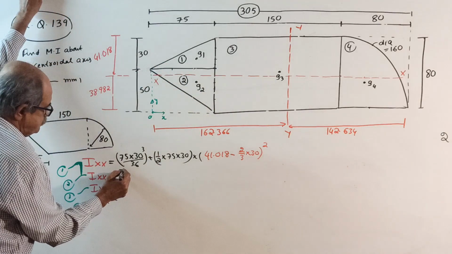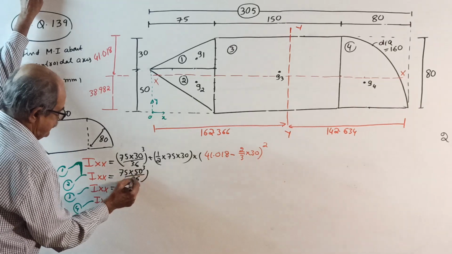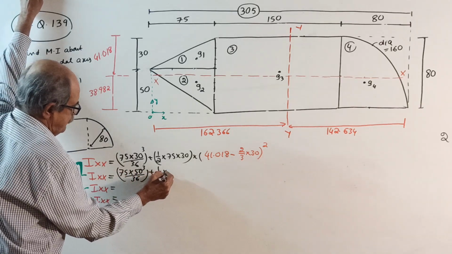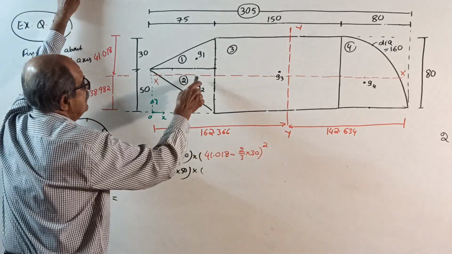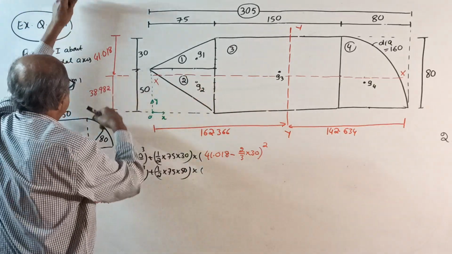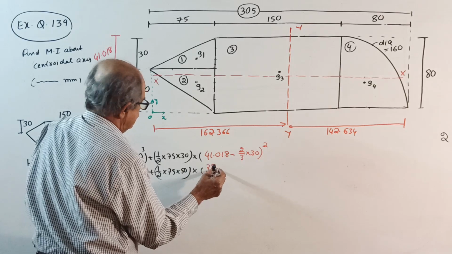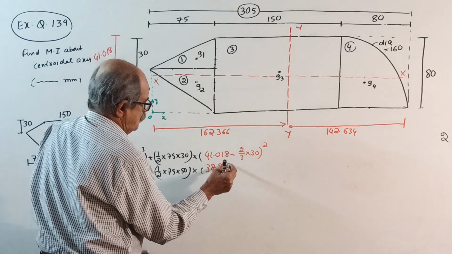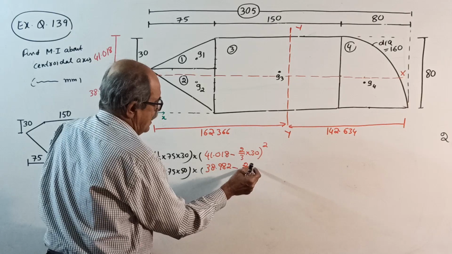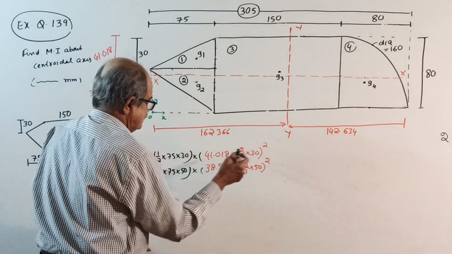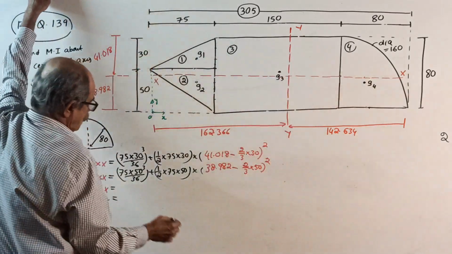Okay. I for xx for 2 about its own axis: 75 into 50 cube by 36 plus half into 75 into 50 is the area, into this distance squared: 38.982 minus 2 by 3 of 50. Why, I will not explain, because this is an exercise question. Ixx for 3, first about its own axis: 150 into 80 cube by 12.